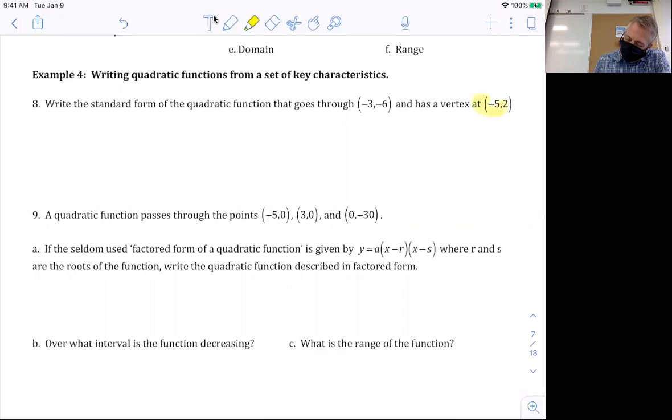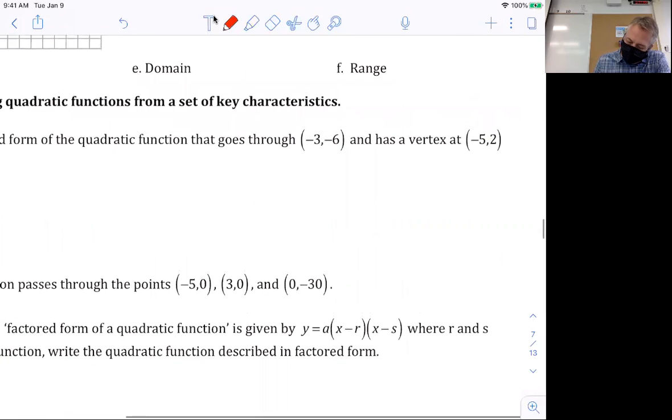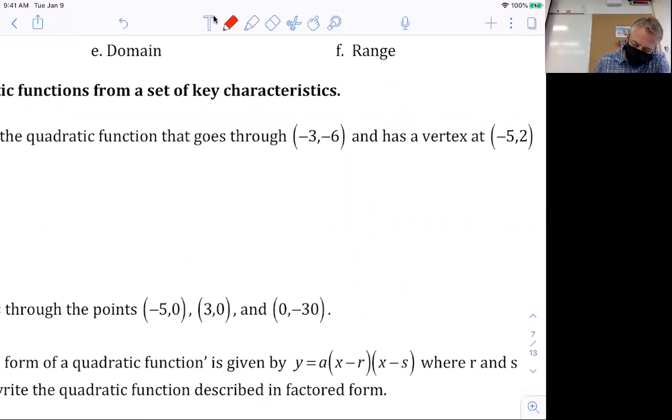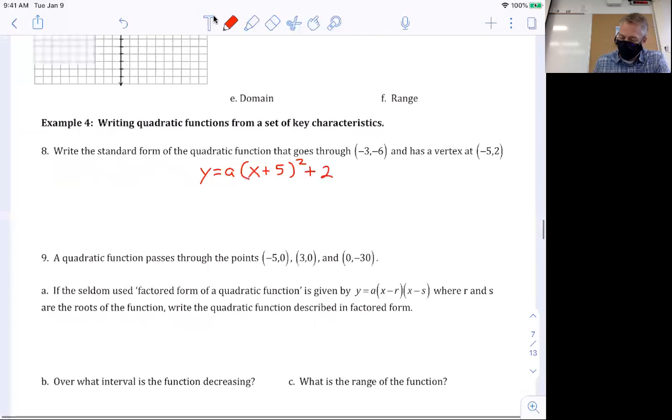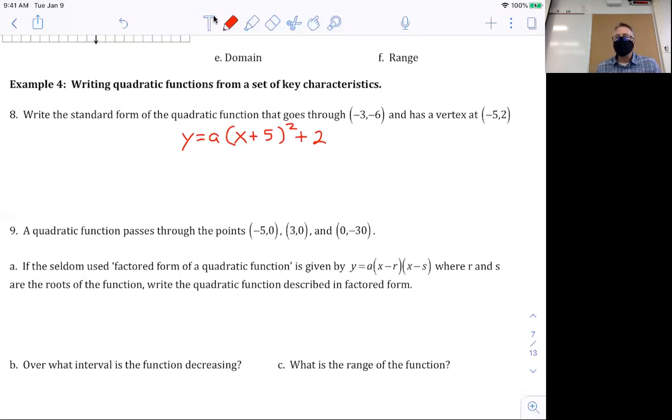In this first problem, we know the vertex is at negative 5, 2. So I already know in vertex form that that equation would be y equals some a. I don't know what a is, but I know my vertex is at -5, 2, so it's going to be x plus 5 squared plus 2. So just by knowing the vertex, I already have a huge chunk of our equation.